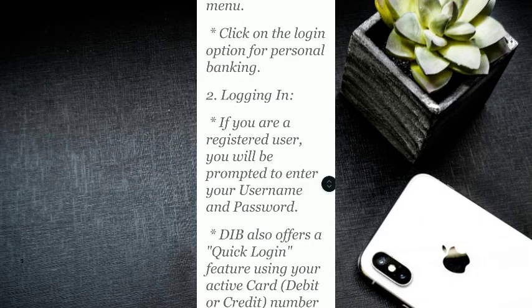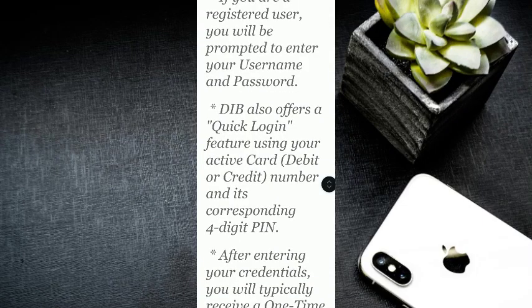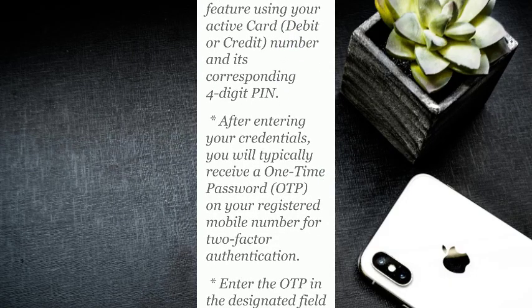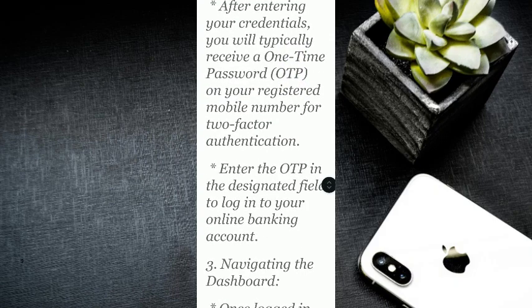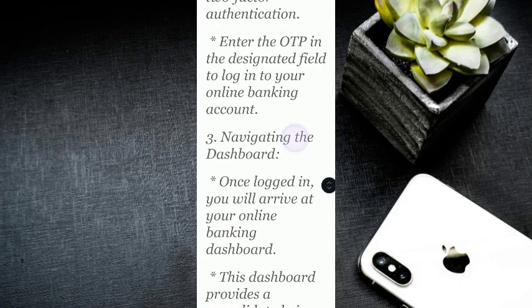If you're a registered user, you'll be prompted to enter your username and password. DIB also offers a quick login feature using your active card, that is debit or credit card number, and its corresponding 4-digit PIN. After entering your credentials, you will typically receive a one-time password, that is OTP, on your registered mobile number for two-factor authentication. Enter the OTP in the designated field to log into your online banking account.